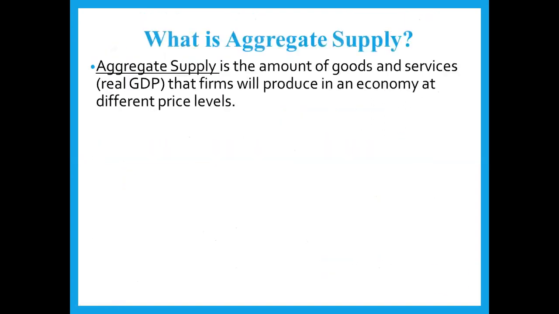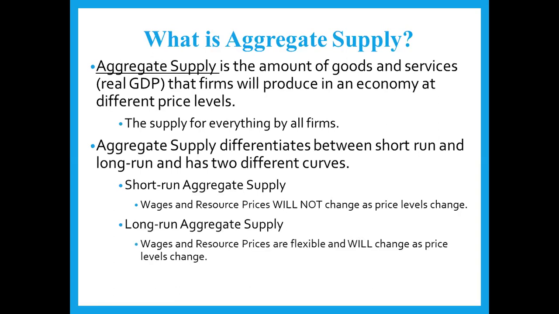All right, next up, aggregate supply. Aggregate supply, same idea as aggregate demand. It's all of the supply curves added together. It's the supply for everything and everyone. There's 2 aggregate supply curves though. So here's the difference with aggregate demand. There's only one aggregate demand curve. For aggregate supply, there's a short run aggregate supply and a long run aggregate supply.